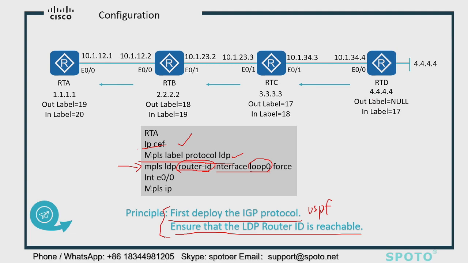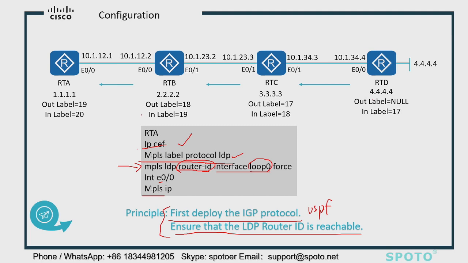So these two principles we need to configure correctly. First, we need to make sure the IGP protocol configuration is right, and we need to ensure the different loopback addresses of these routers can communicate with each other. So these are the two principles, and then we need to enable the MPLS function under the interface. Okay, so this is the configuration of the LDP protocol.